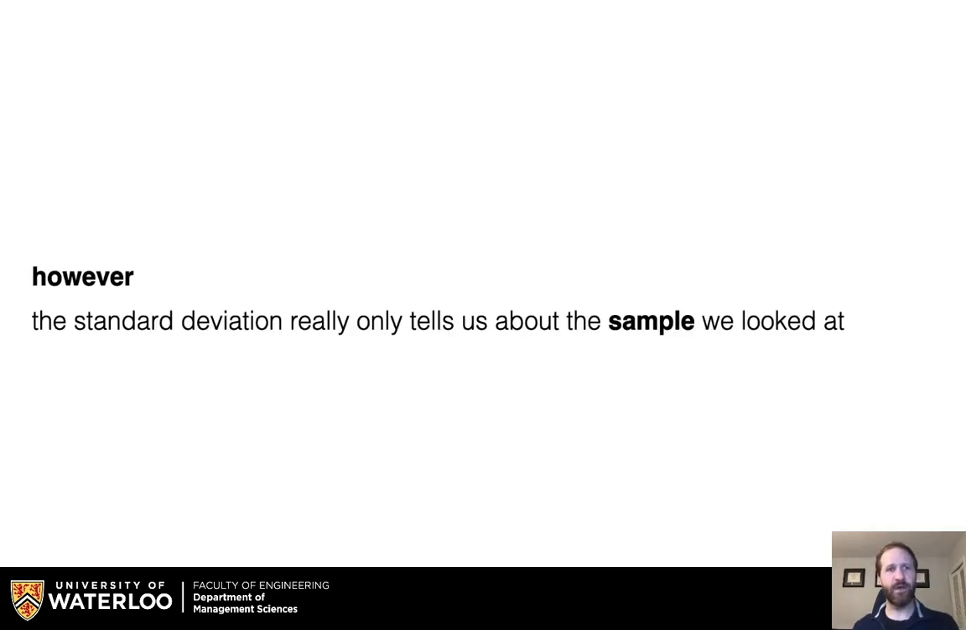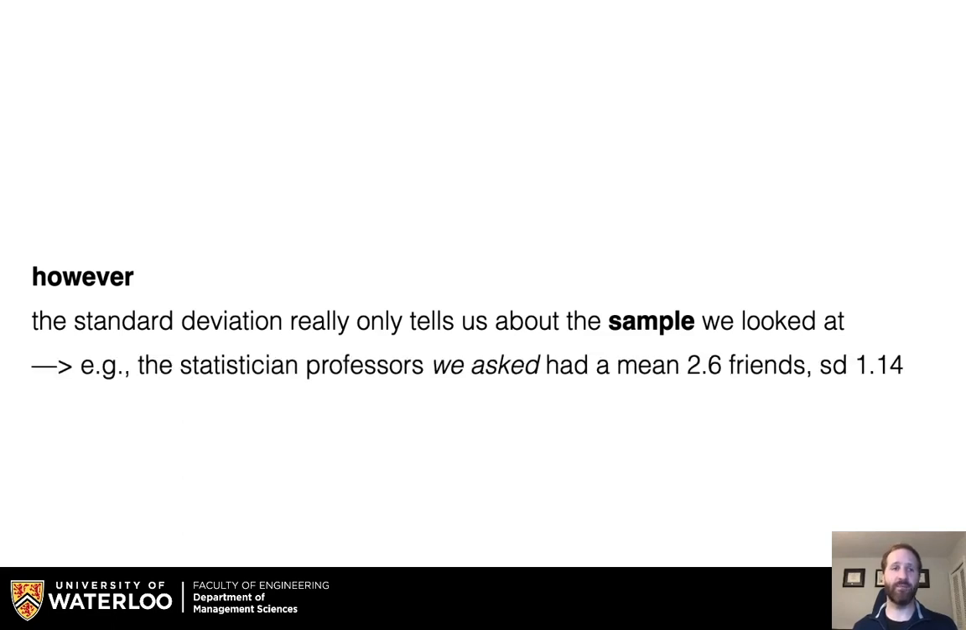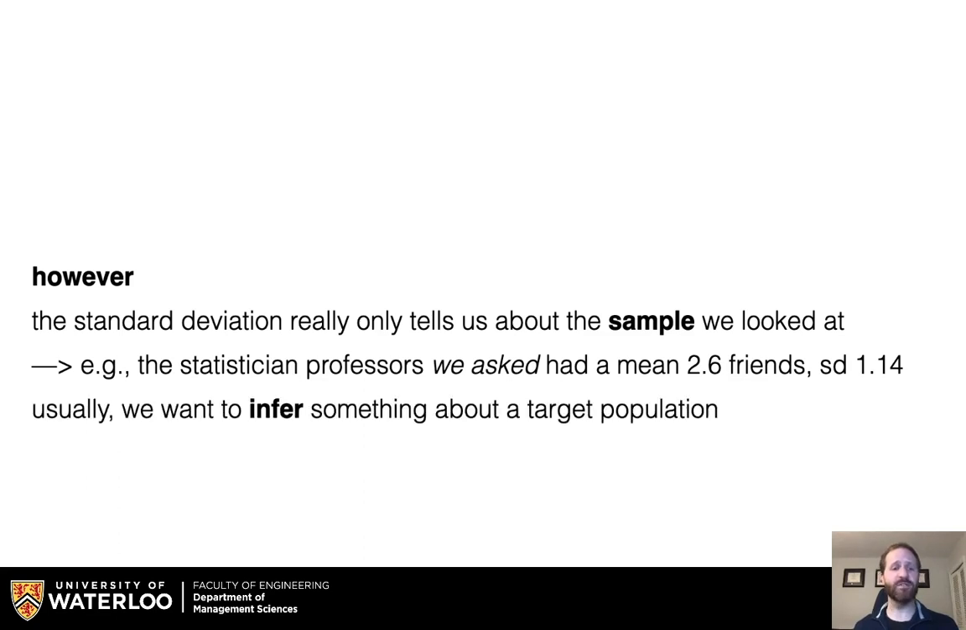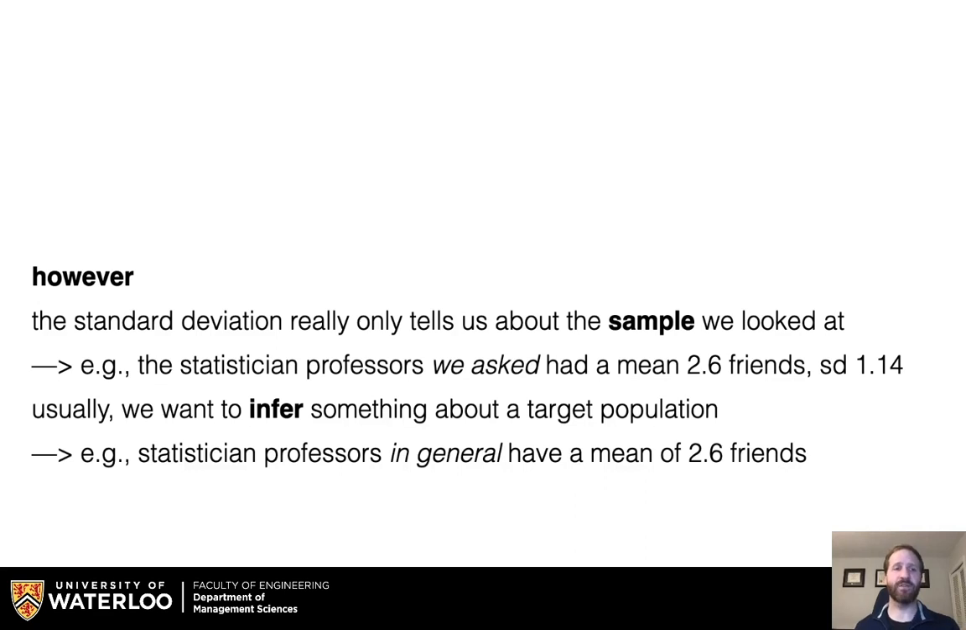However, the standard deviation really only tells us about the sample we looked at. For example, the statistics professors we asked had a mean of 2.6 friends, standard deviation 1.14. But usually we want to infer something about a target population. For example, that statistics professors in general have a mean of 2.6 friends. How do we do this?